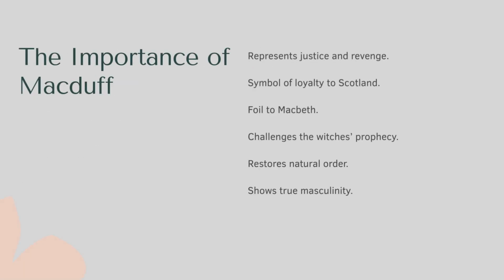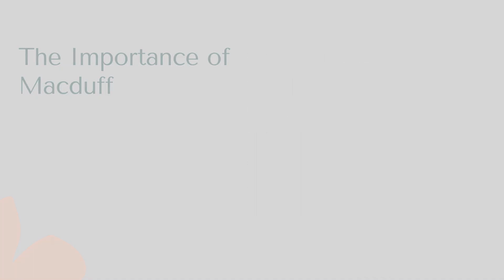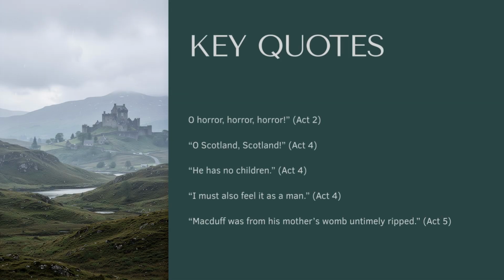Now, this is where we talk about the key quotations. Very important technically for our GCSE essay style questions. Now he says things like, "O horror, horror, horror." This is genuine shock at Duncan's murder. I hope this is making sense so far, guys. He then says, "O Scotland, Scotland." He's grieving for not just the people, but for his country under the tyrant Macbeth. "He has no children." This line suggests Macbeth cannot understand the pain of losing children.